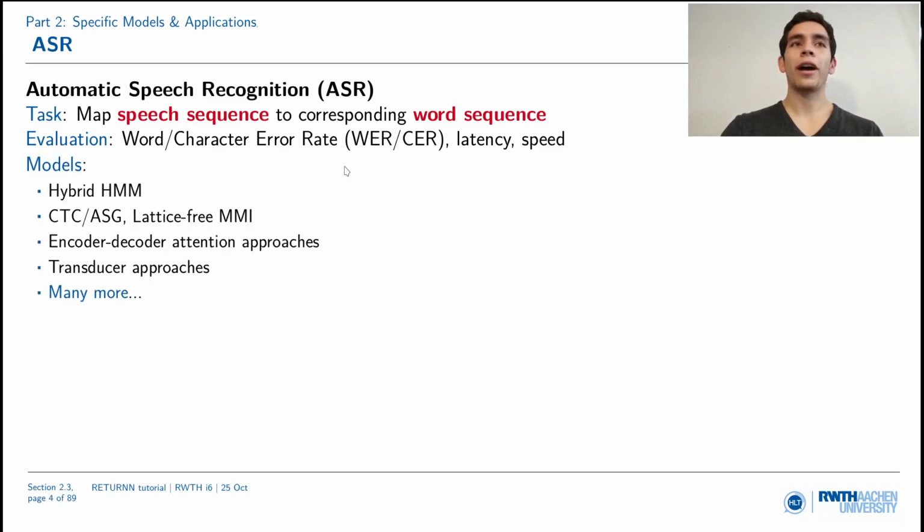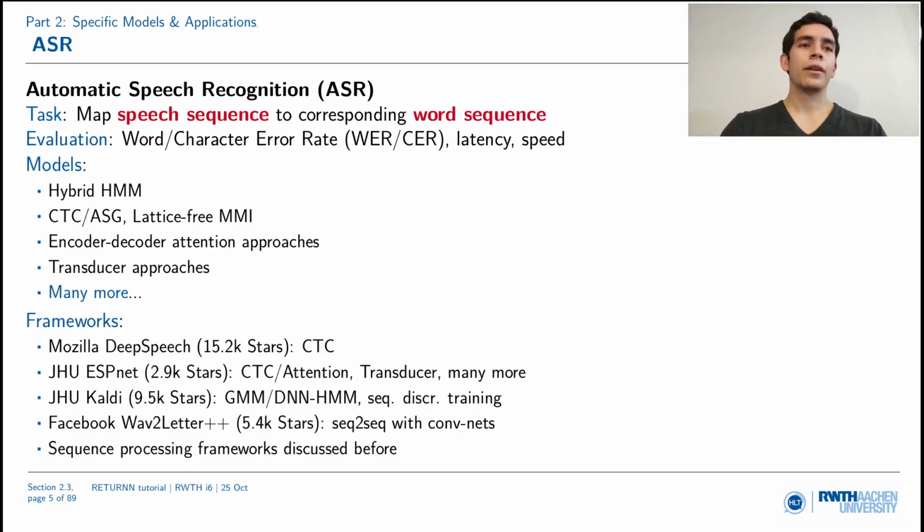Common models include the hybrid HMM model, CTC, ASG, lattice-free MMI, as well as newer approaches like encoder-decoder attention and transducer approaches. The open source frameworks available on GitHub are, for example, DeepSpeech, ESPnet, Kaldi, and Wav2Letter. For example, DeepSpeech includes the CTC model and is for production settings, while ESPnet is geared more towards research and includes a lot of different models.